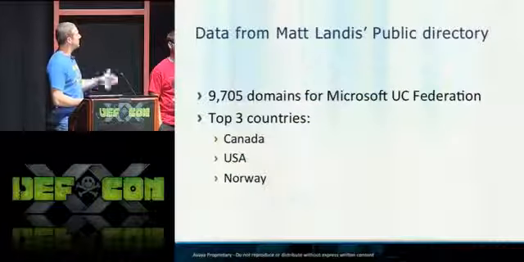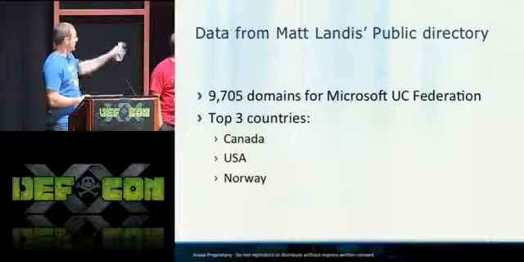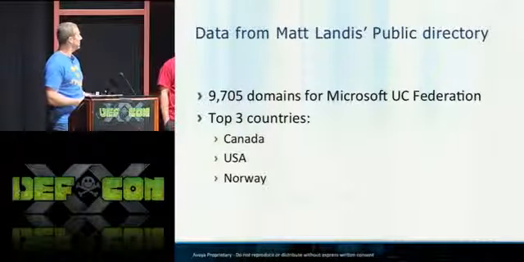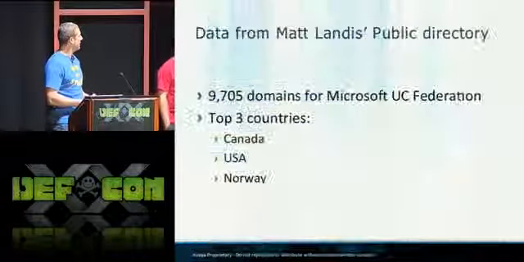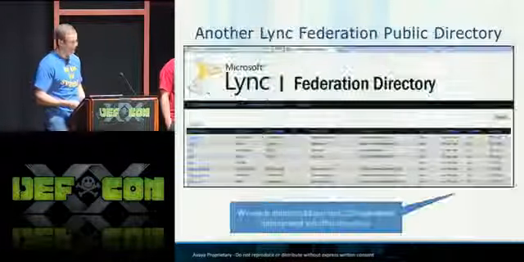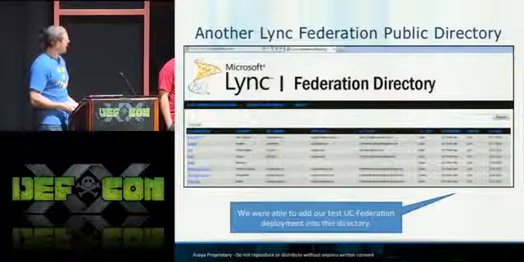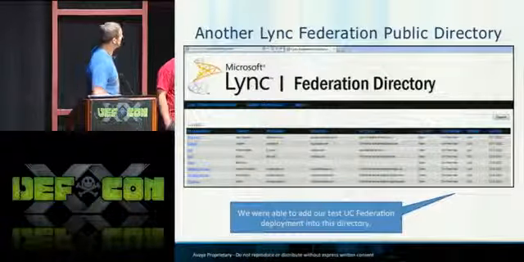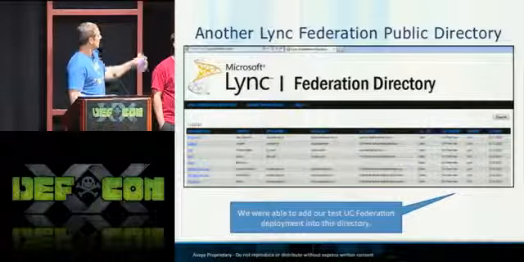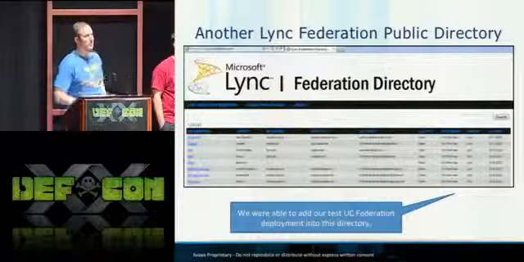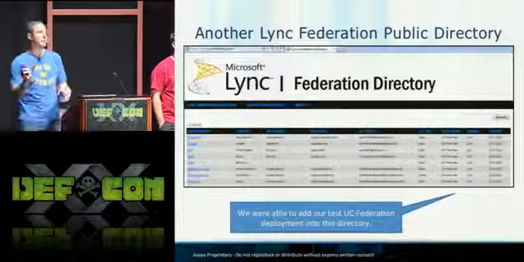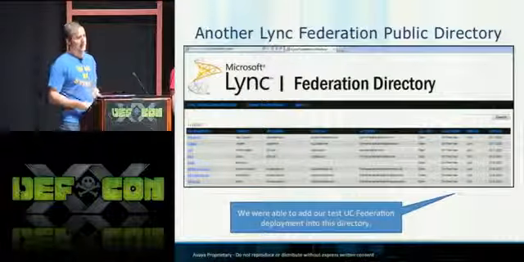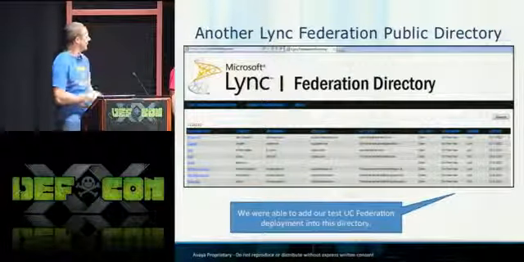Now, this is really interesting because it's a spreadsheet you can download, and you can see the top 3 countries are Canada, USA, and Norway, with 9,700 domains. This directory is a second directory that we found. It's linkdirectory.com. It's a public directory. You can go look at that. We were able to add our test UC Federation deployment in this directory. They granted us in. I think it had something to do with the certificate that we initially had. We went out and purchased a real certificate, and we advertised ourselves the right way. So we went back. We'd probably get into that other directory.